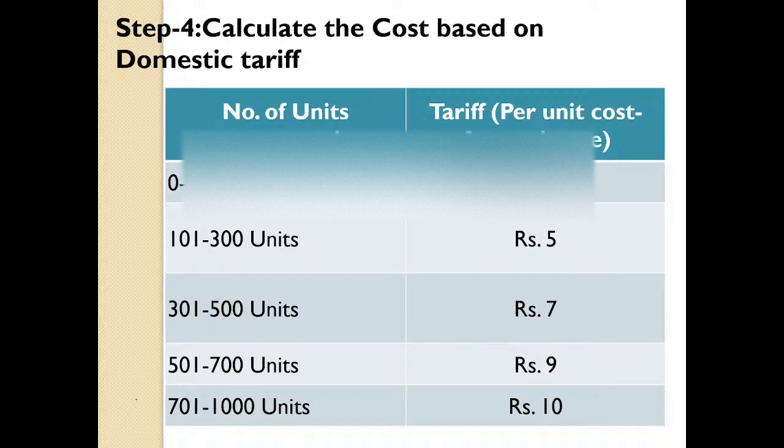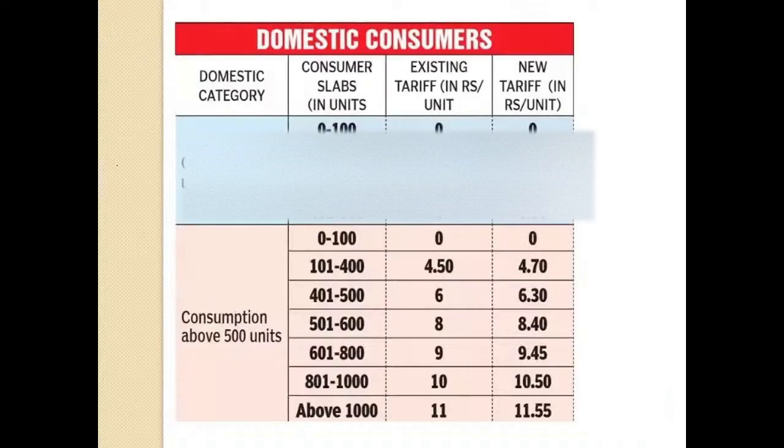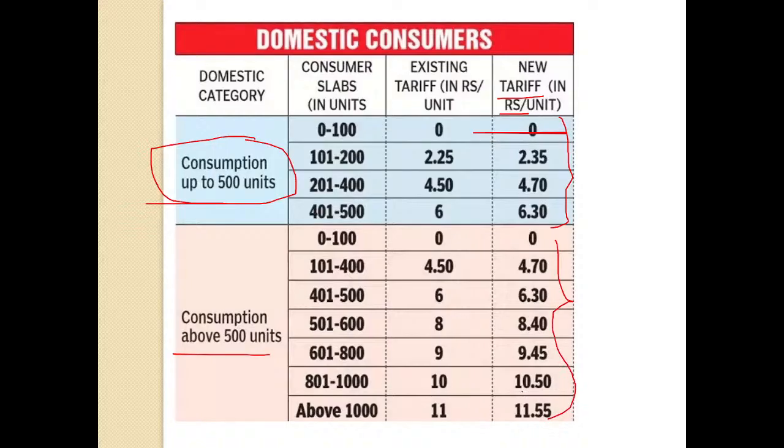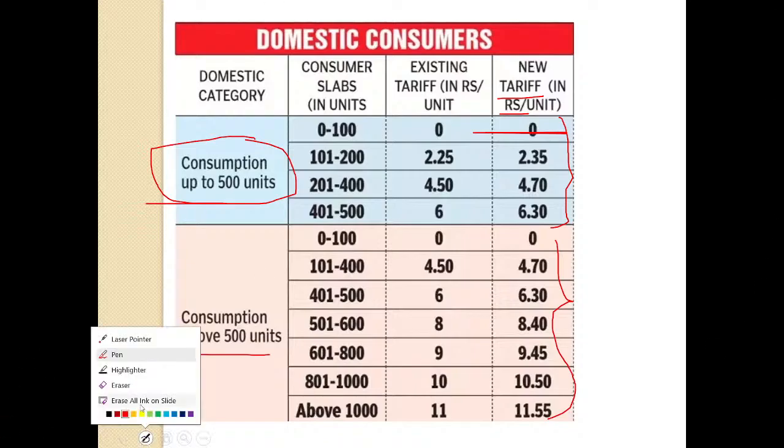Okay, so I have one more sheet here. You can see in this sheet, if the customer is consuming less than 500 units, or if the number of units consumed is above 500, these are the rates for the number of units consumed. If you want to see the difference, I can show you here.